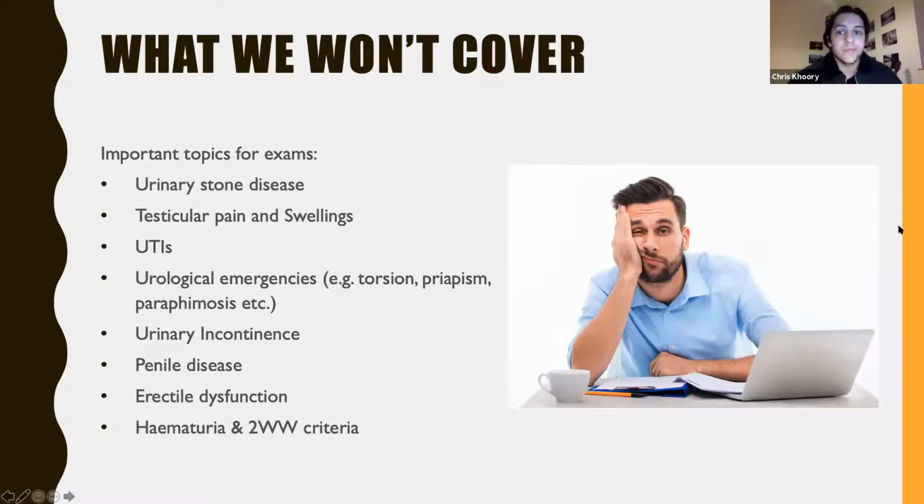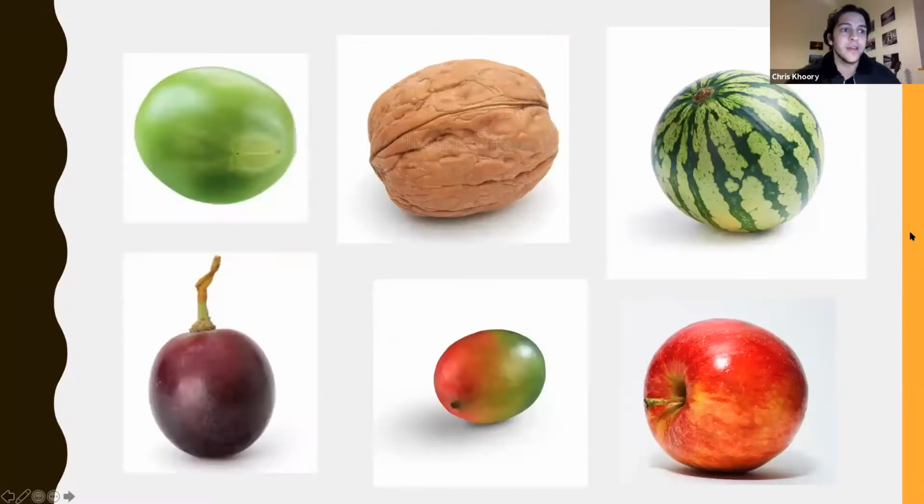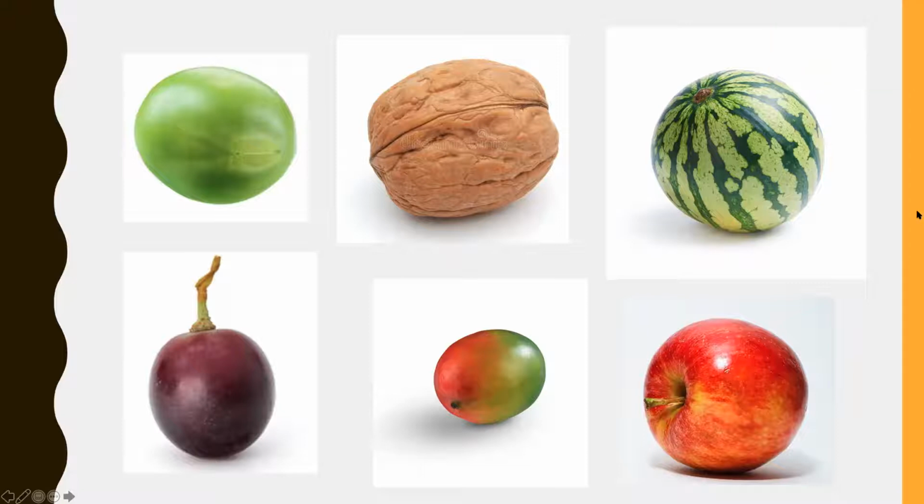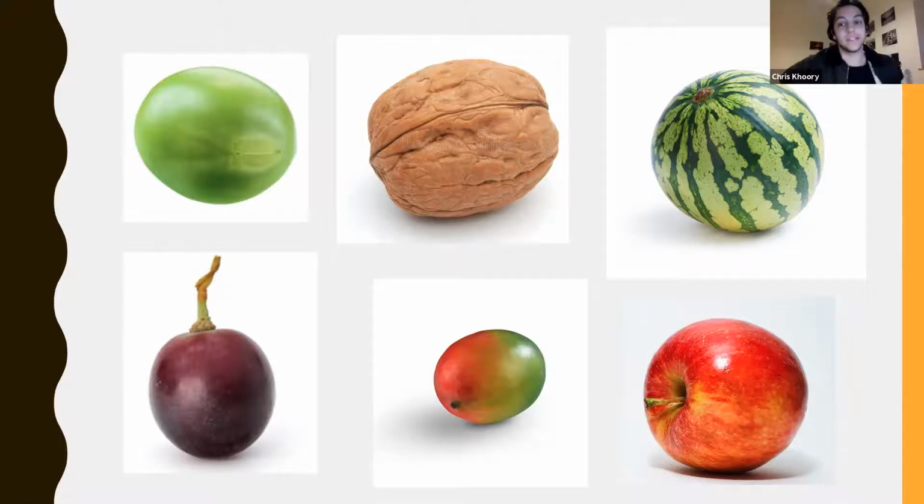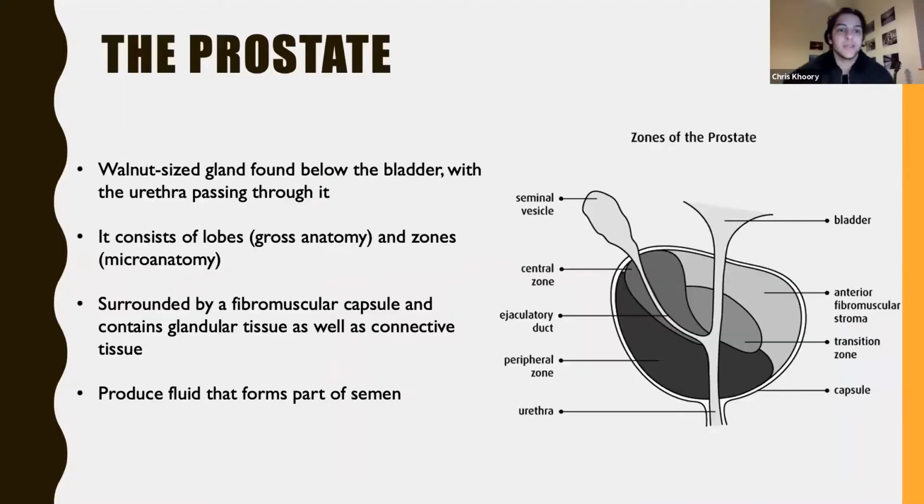So starting off with the prostate. Does anyone want to hazard a guess as to which of those fruit or vegetables the prostate is most similar to in size? A walnut? Yeah, that's correct. Walnut. So it's a walnut-sized gland.